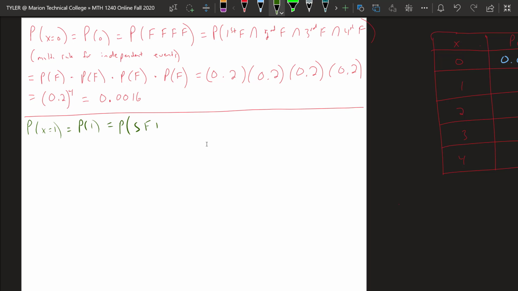S, F, F, F, or F, S, F, F, or F, F, S, F, or F, F, F, S. Right? In other words, we want just one S, so you're just kind of moving the S through, right?